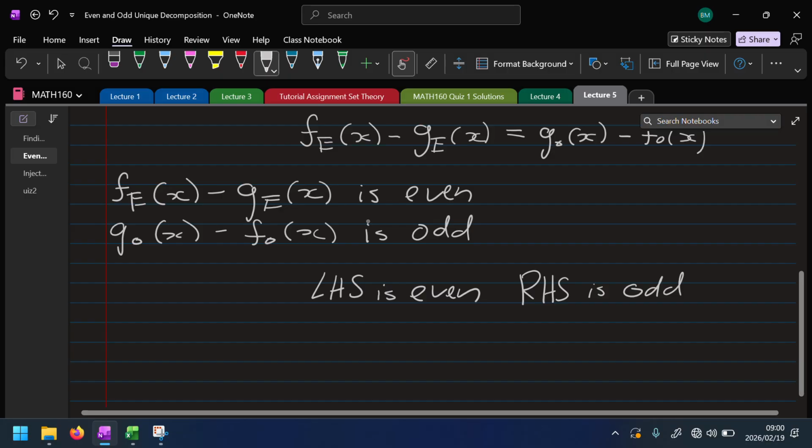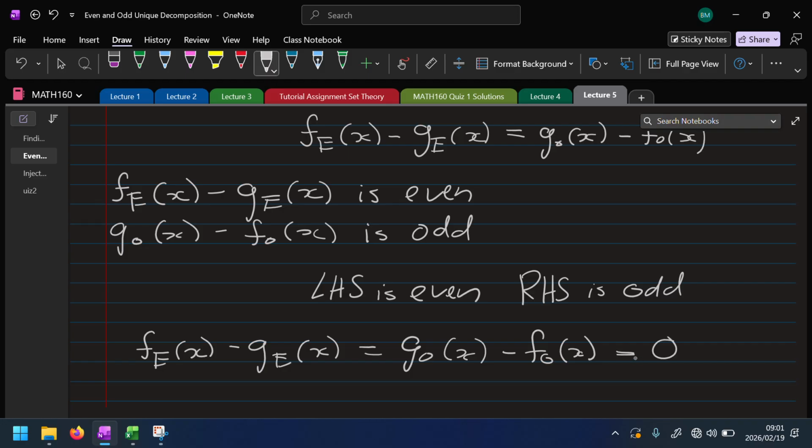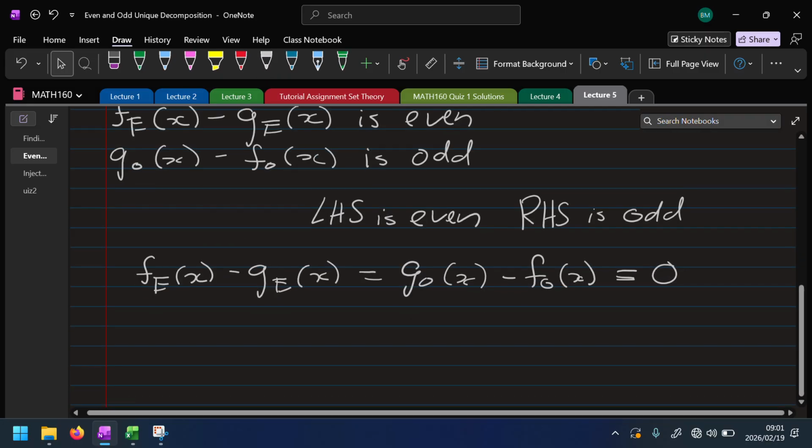Yes, so it must be 0. So this equation over here must be equal to 0. Those of you who didn't get it, think about it for a little bit, and you should see it. So we have f even minus g even is equal to g odd minus f odd. And like he said, this can only happen if it is 0. Now what we have is this part is equal to 0, and this part is equal to 0. So we can get 2 equations from there.